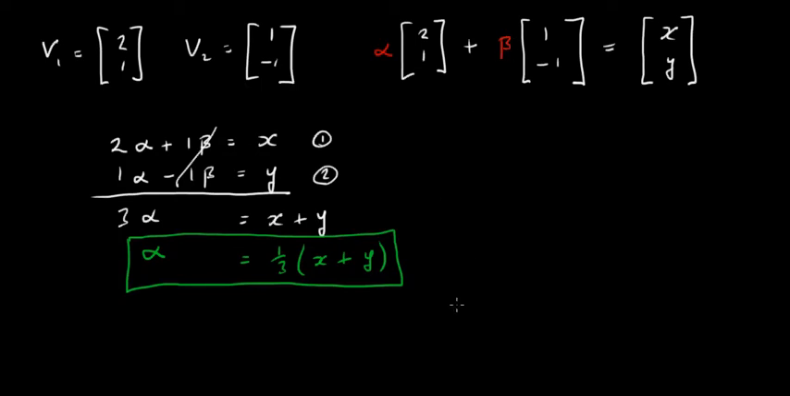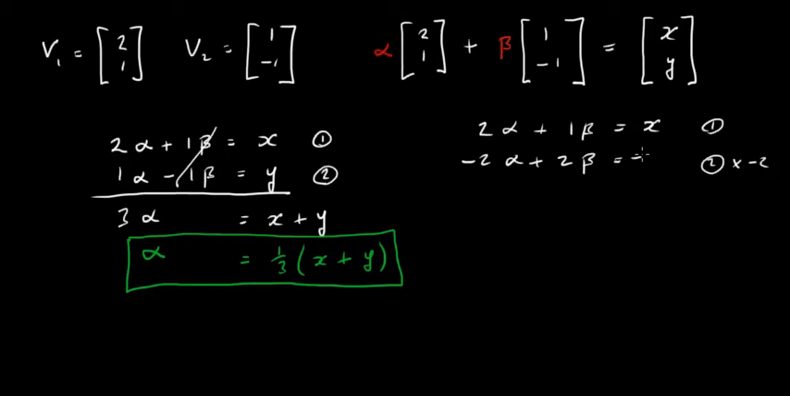Now I need to work out a beta formula as well, so let's have a look at that. We'll take equation 1 and write that down: 2 alpha plus 1 beta will give me my x. Then I'm going to take equation 2 and multiply it by minus 2, which gives me minus 2 alpha plus 2 beta, equal to minus 2y.